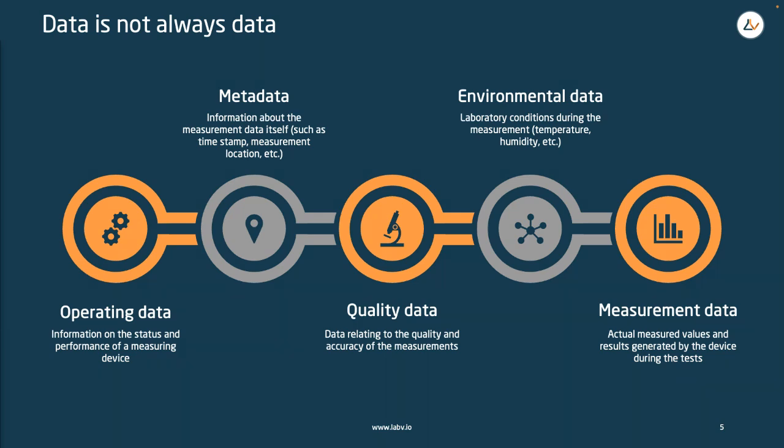Quality data is the data relating to the quality and the accuracy of the measurement. It could be, for example, the date of the last calibration. And finally, another subcategory could be environmental information, which is the conditions during the measurement, the surroundings of the testing device. For example, if you measure temperature in your lab or the humidity in the room, this is part of it as well. So as you can see, if you look at how to connect data with something, you have to be more specific and know exactly what kind of data you're talking about.